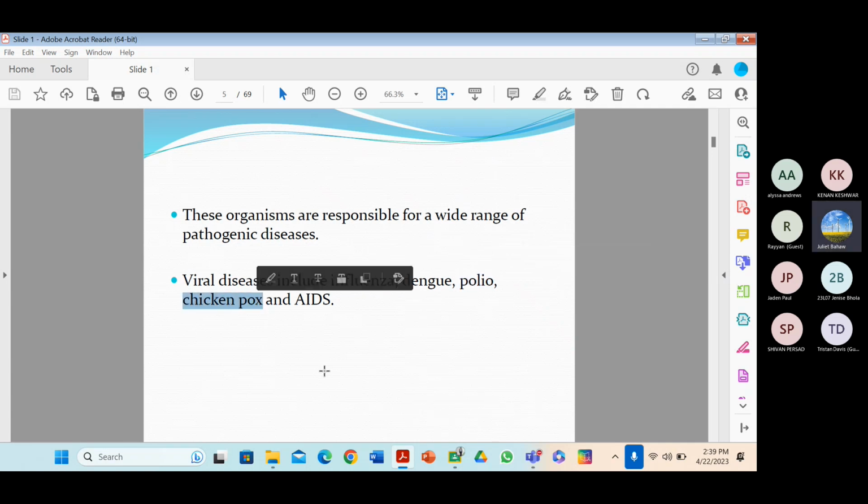Chicken pox, anyone here got chicken pox? All right, good to know. Yeah. AIDS. Who got it? Alyssa? Yeah, nice. But that was a good while ago. All right. Then you have AIDS, which is spread by a virus known as HIV. All right, so we will also look at the sexually transmitted diseases, which fall under pathogenic.